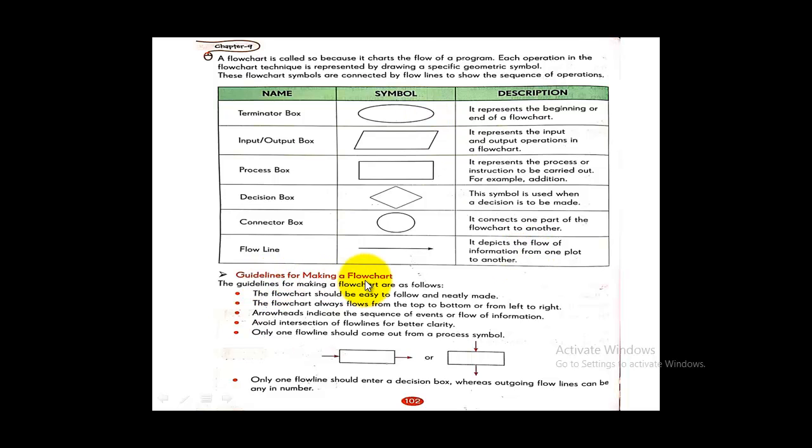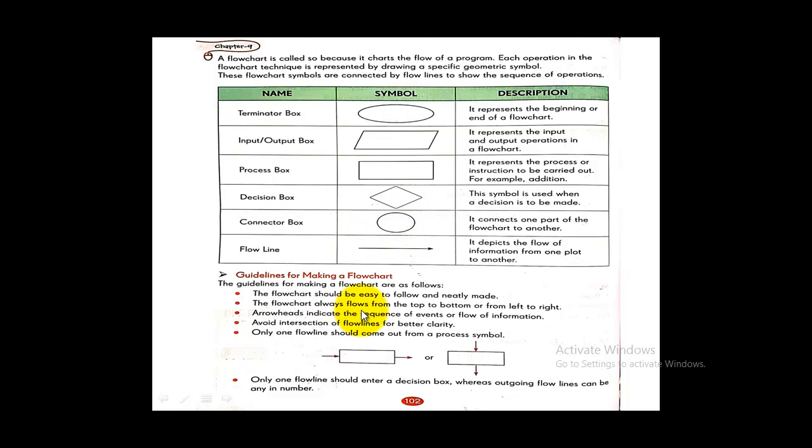Now guidelines for making a flowchart. The guidelines for making a flowchart are as follows. The flowchart should be easy to follow and neatly made. For the boxes we use a ruler or scale, and for the flow lines as well, or a compass to draw the circle.